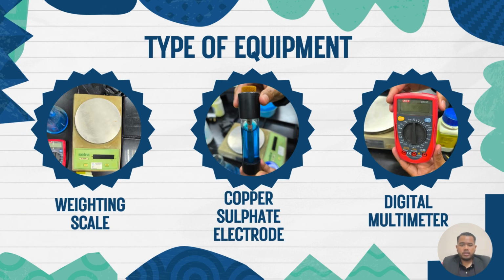The fourth is weighing scale. Purpose: used to measure the weight of the object. Next is copper sulfate electrode, used for measuring the corrosion potential in concrete structure. And the last one is digital multimeter to measure electrical properties such as voltage, current, and resistance.